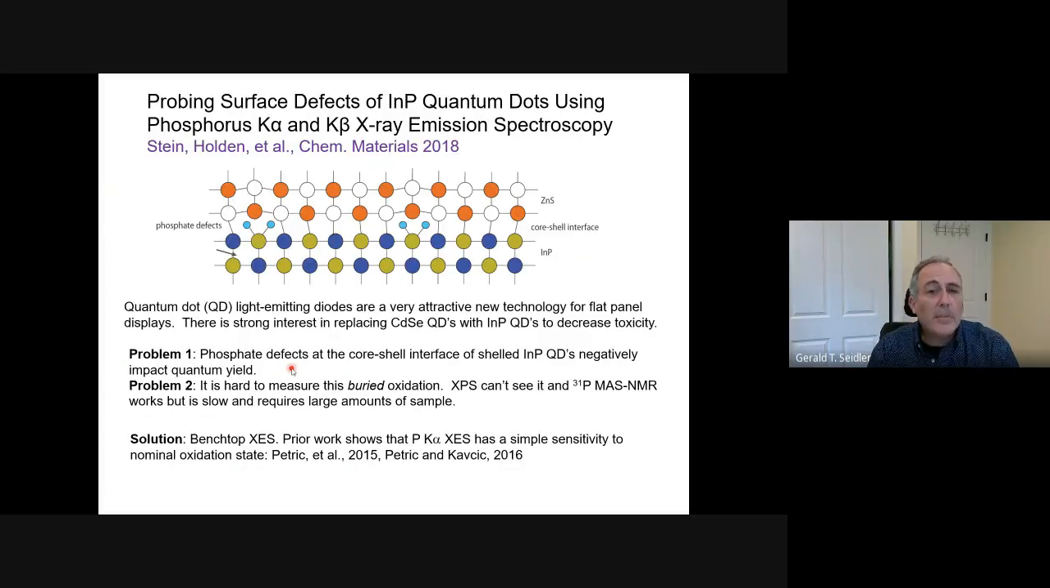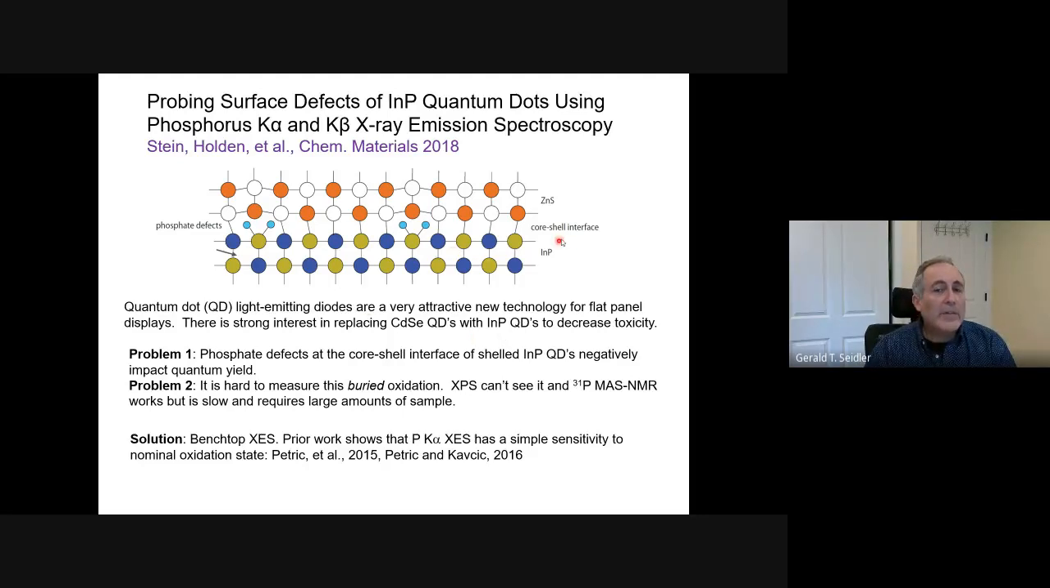This is a paper we're really happy to have been involved in. The problem is that the flat panel display you're probably looking at right now likely uses cadmium selenide quantum dots as part of the illumination. And that gives you disposal problems because of both the cadmium and the selenium. So there's a very broad effort afoot to try and use indium phosphide quantum dots instead, which are much more environmentally benign, but they're hard to manufacture so that they have reliable photoluminescence.